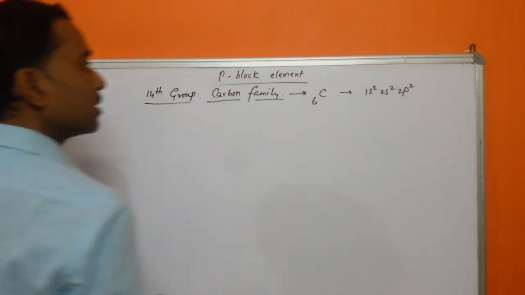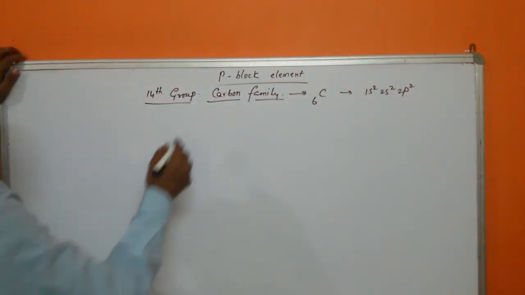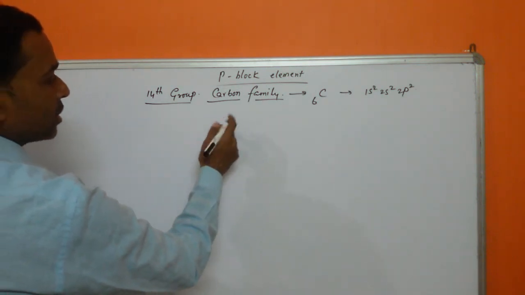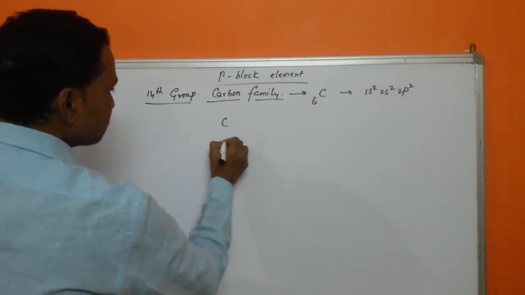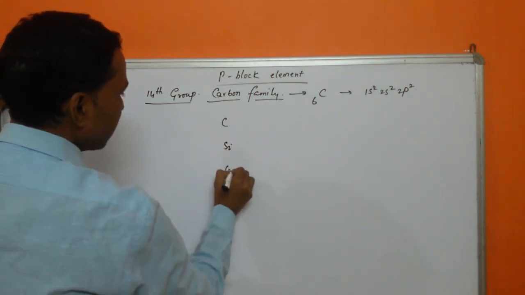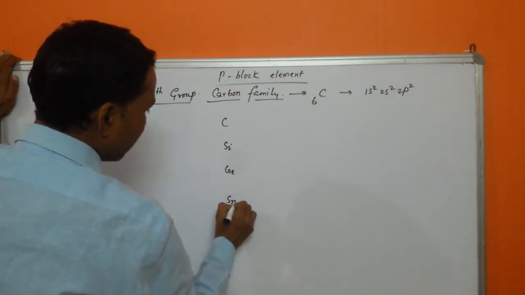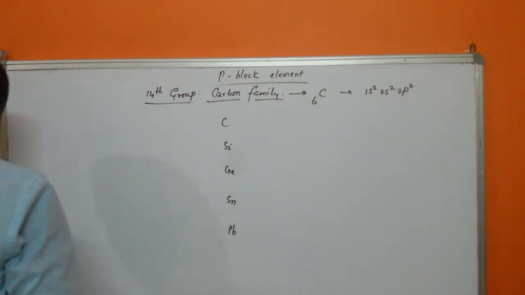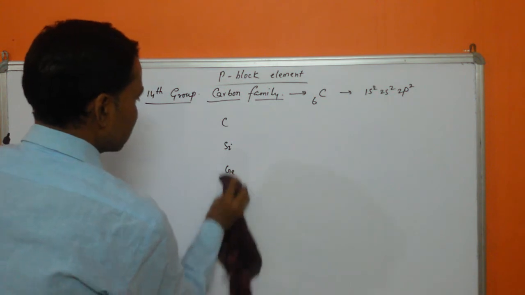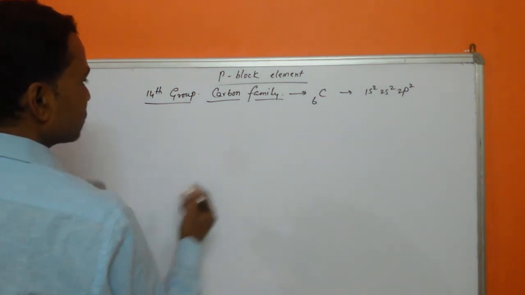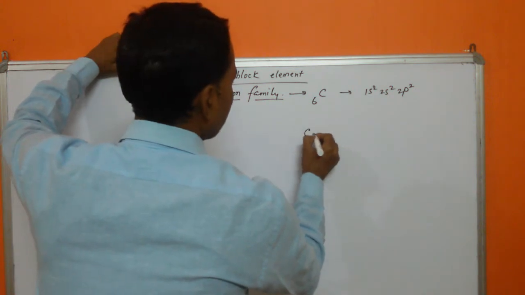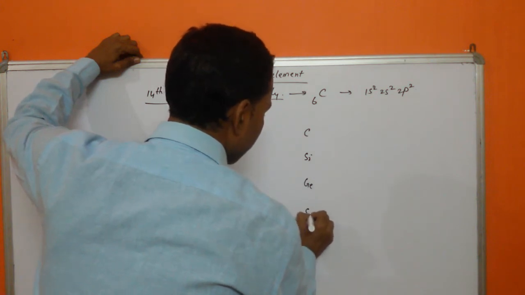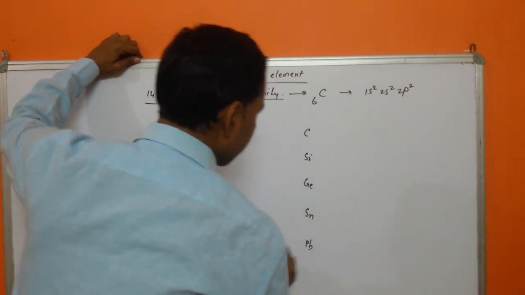2p2. The family members of carbon are carbon, silicon, germanium, tin and lead. Write it down on the side: carbon, silicon, germanium, tin and lead.